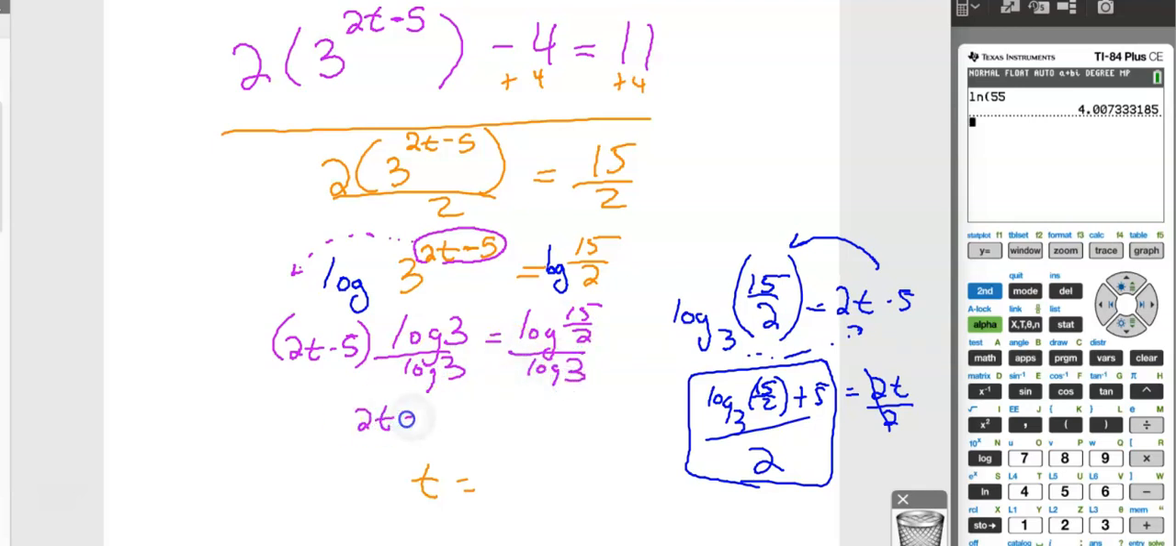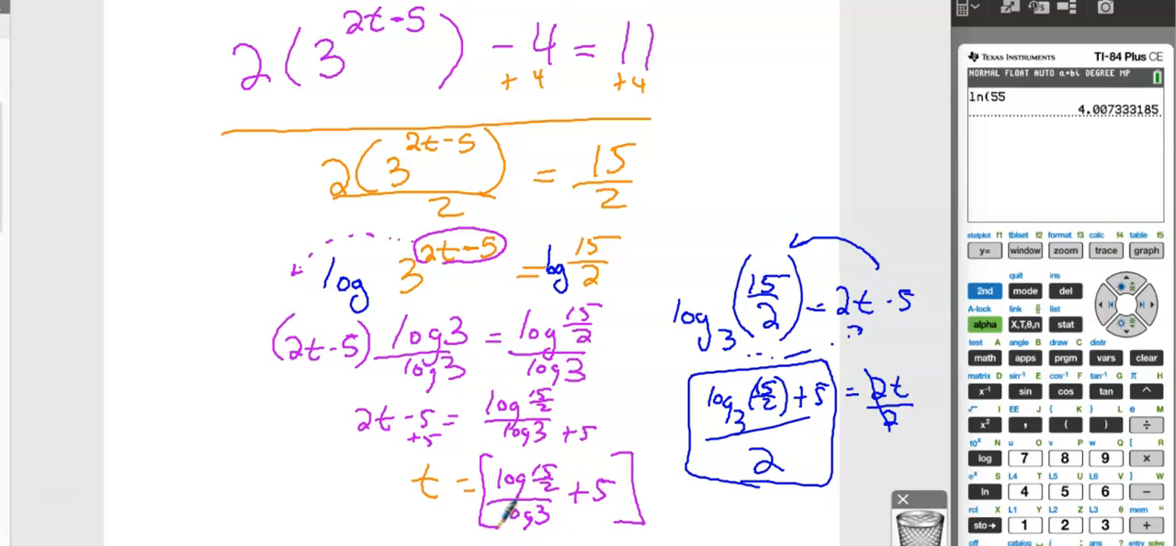Now you have 2t minus 5 equals log of 15 halves over log 3. Then just add 5 to both sides, and then divide both sides by 2. So again, you're going to have log 15 halves over log 3 plus 5, and all of that is being divided by 2. Either way, you would have to plug it into your calculator to be able to get it. But these two are the same thing. Again, round it to 2 decimal places.